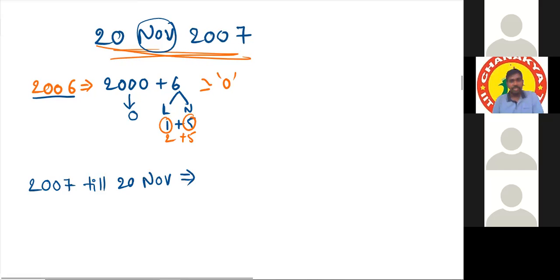Tell from January. Start: 3, 0, 3. January 3, February 0, March, April, May 2, June 3, July 2, August 3, 1, 3. See, there is a shortcut to memorize those things.